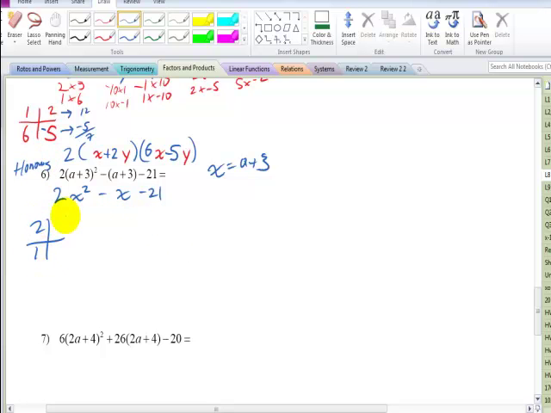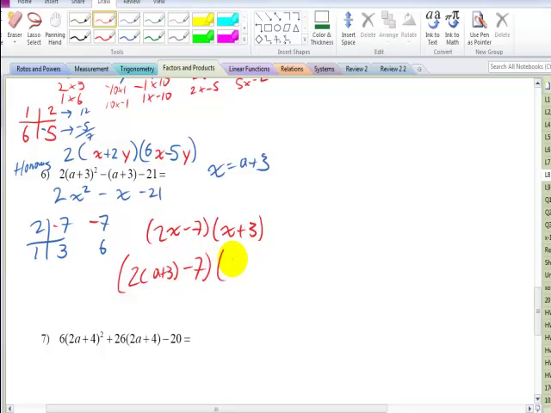So we can go 2, 1, 3, and 7. This would be 3 and 14. Nope, don't want that. So we'll switch it. 7 and 3, 6 and 7. This works only if that's negative. So my factors are 2x minus 7 times x plus 3. Not done yet, though. So now it's 2 times a plus 3, because we have to substitute back in.